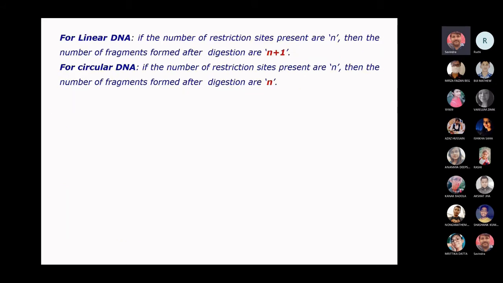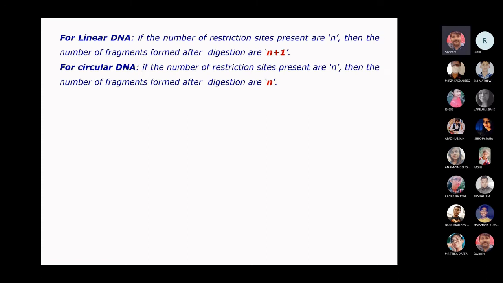We just discussed that for linear DNA, as Shashank said, if a linear DNA has one restriction site, how many fragments will there be? Shashank? Sir, two. And for two restriction sites? Sir, three. So every time in a linear DNA, the number of fragments will always be one more than the total restriction sites. If the restriction sites are n, then the fragment number will be n plus 1.